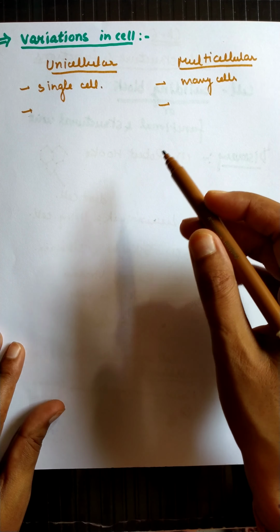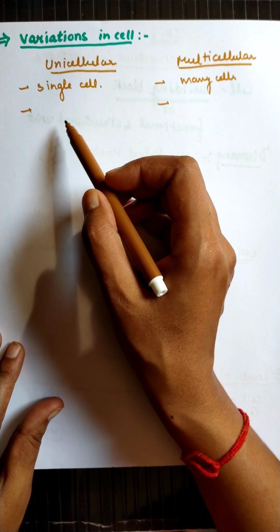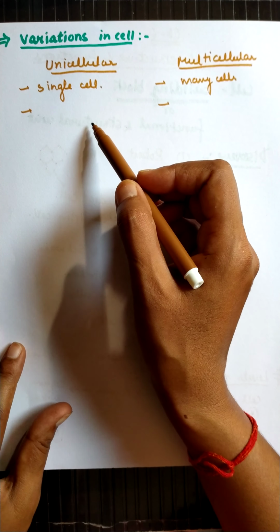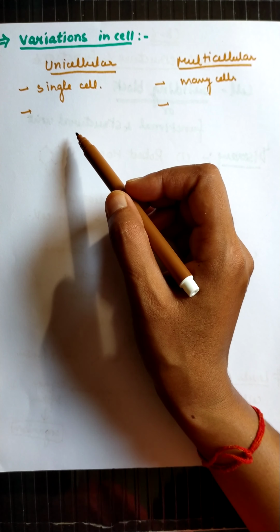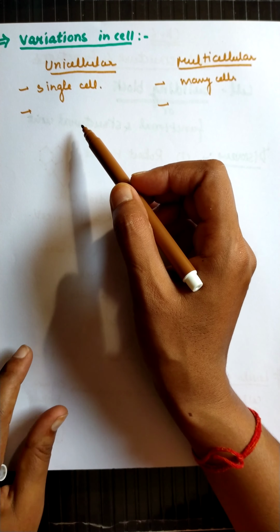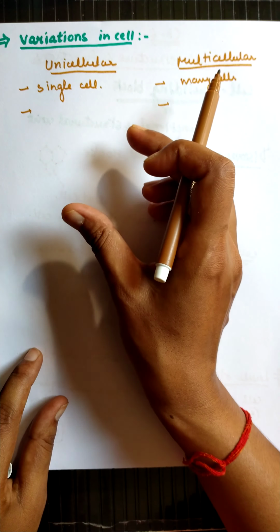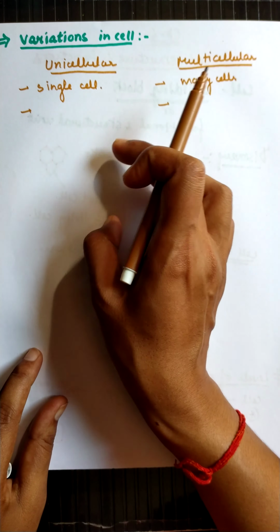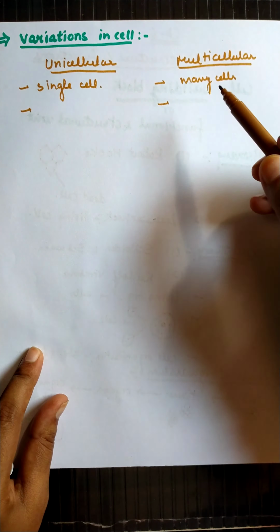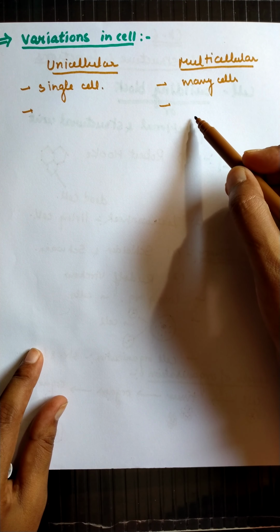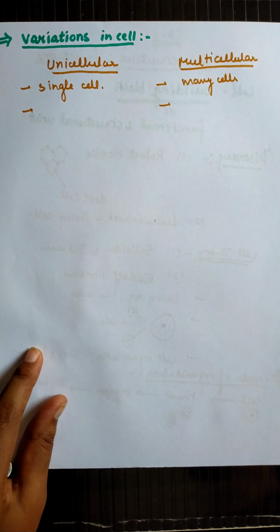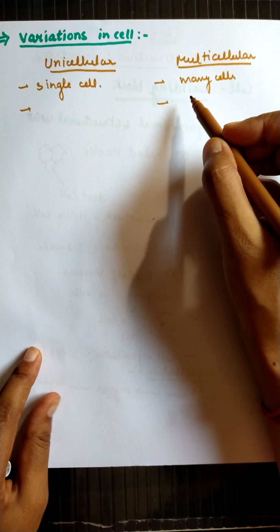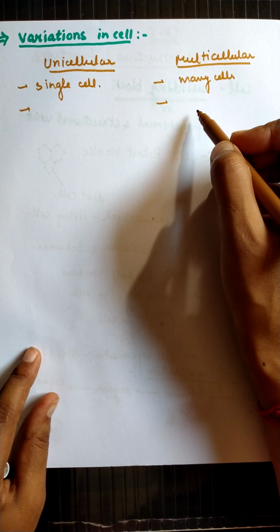That's why we can say that the division of labor is generally absent in unicellular organisms, means only a single cell is performing all the functions. That's why the work of the single cell is not divided into others. But here a particular work is divided in a group of cells. That's why we can say division of labor is present.